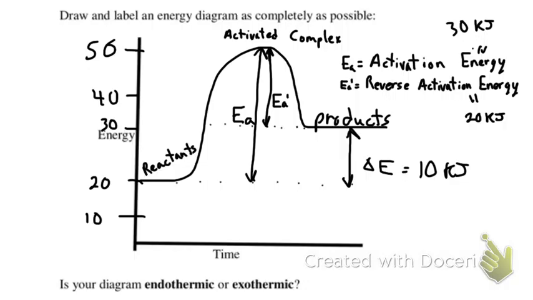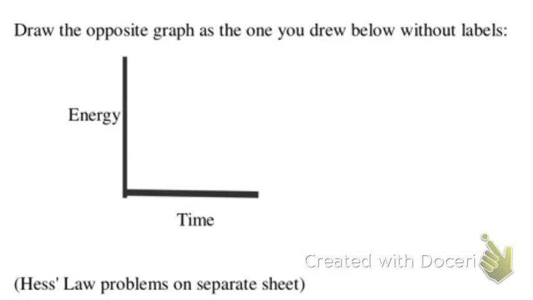This particular reaction, we have to put energy into it. We start with 20 and we end with 30. So we had to put 10 kilojoules of energy into it. If we had to put energy in, it is endothermic. This is an endothermic graph. We've got one more slide. Oh, so here we are. My diagram is endothermic because we had to put energy into it. We're going to draw an exothermic graph on the next slide.